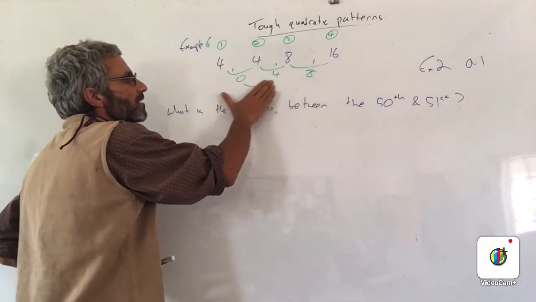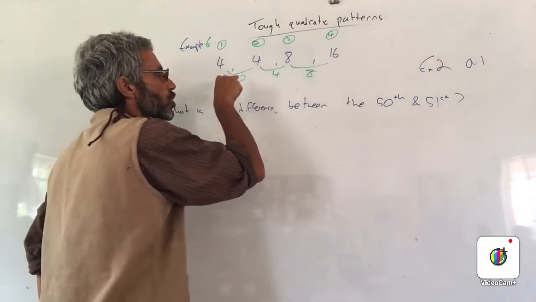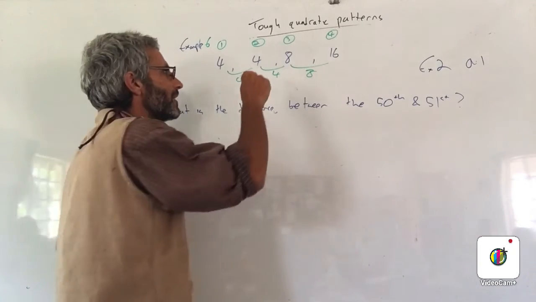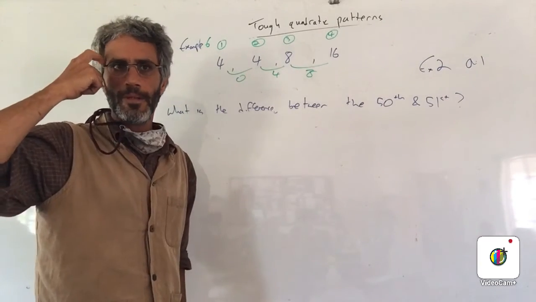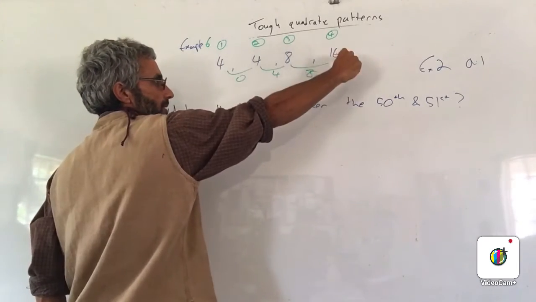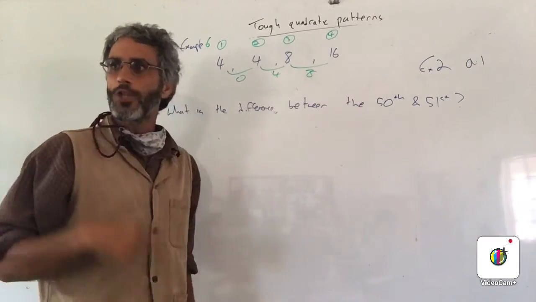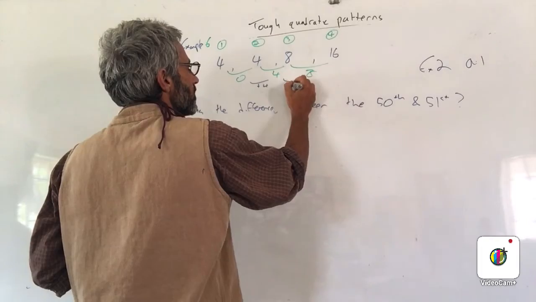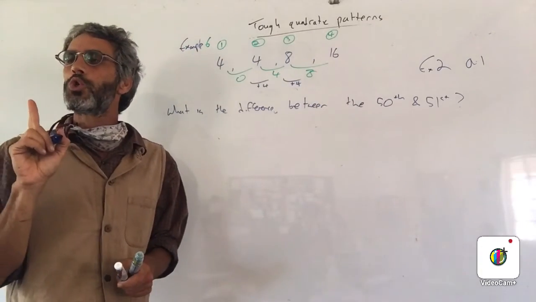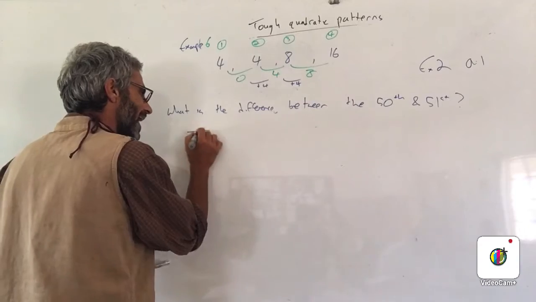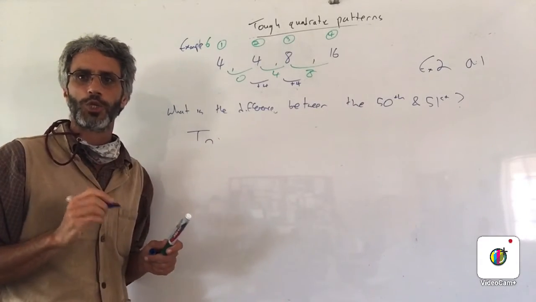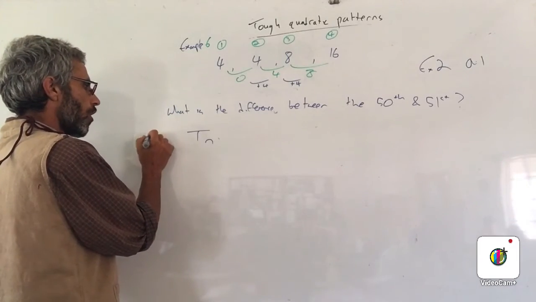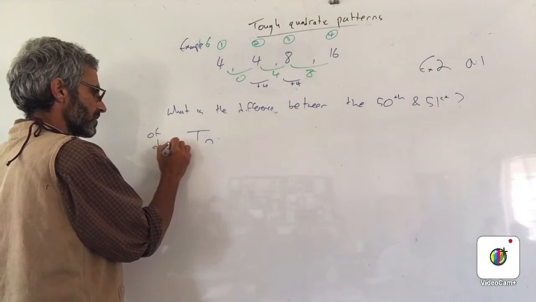What you want to do is look at the differences between these terms. What kind of pattern is that? It's not quadratic, this is quadratic. This is linear. It goes up by 4 all the time. So we're going to write the nth term. And that's what's difficult about this question, because they don't tell you. You need to understand what you need to find: the nth term of the differences.